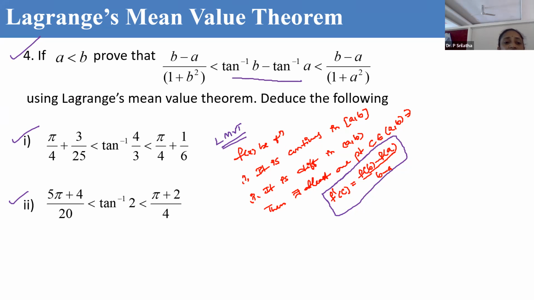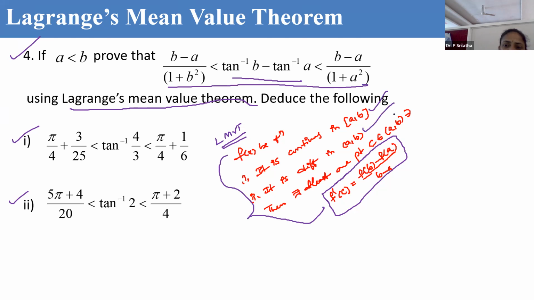So once read the question carefully. We have to prove this statement, right? We have to prove this equation by using Lagrange's mean value theorem. So using Lagrange's mean value theorem means it satisfies all the conditions of Lagrange's mean value theorem. It is continuous and it is differentiable, and c belongs to open interval a comma b, and f dash of c equal to f of b minus f of a divided by b minus a. Okay, is it clear, all of you?